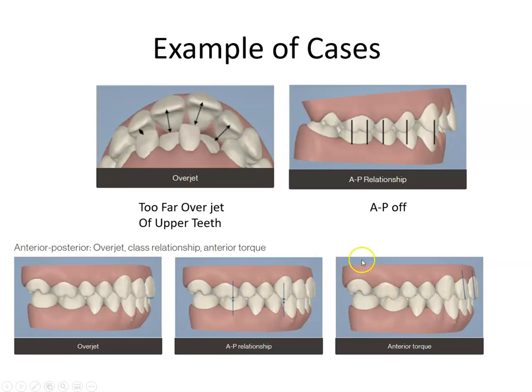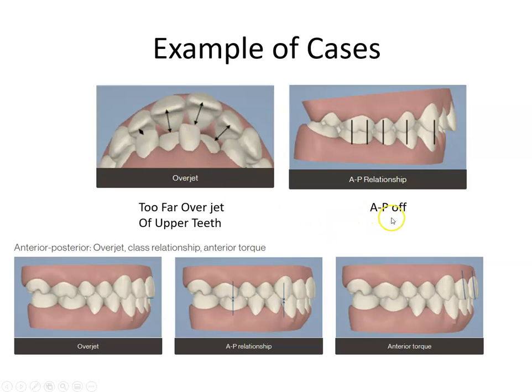Now moving forward, when we look at teeth, let's look at overjet. Overjet means how much the upper teeth are moved forward from the lowers. This is a too far overjet of the upper teeth, and we want to bring this in. This is what we get in a class 2 situation where the upper jaw is moved way forward.